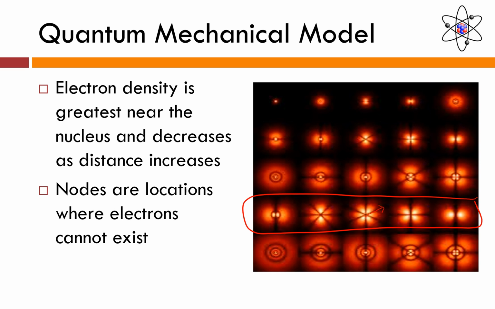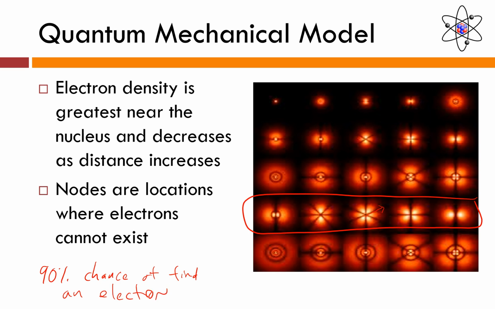What I do want you to know is that there is one place in the atom that is always going to be a node, regardless of what sublevels and orbitals are present. Any guesses? Hopefully you're thinking the nucleus. We know that the electrons cannot exist in the nucleus. And all these orbitals represent just a 90% chance of finding an electron.